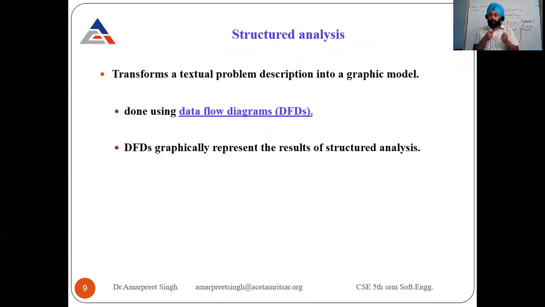Next is what is done in structured analysis: the transformation of the textual problem description into a graphical model. The graph which is used here for this purpose is known as the DFDs, that is, data flow diagrams. So DFDs graphically represent the results of the structured analysis. Whatever the breakage of the whole project into the main functions, those functions are represented in a graphical form, which is known as DFDs.